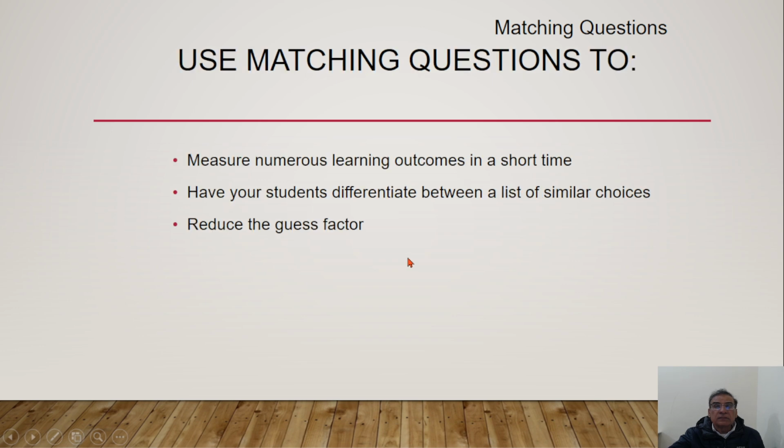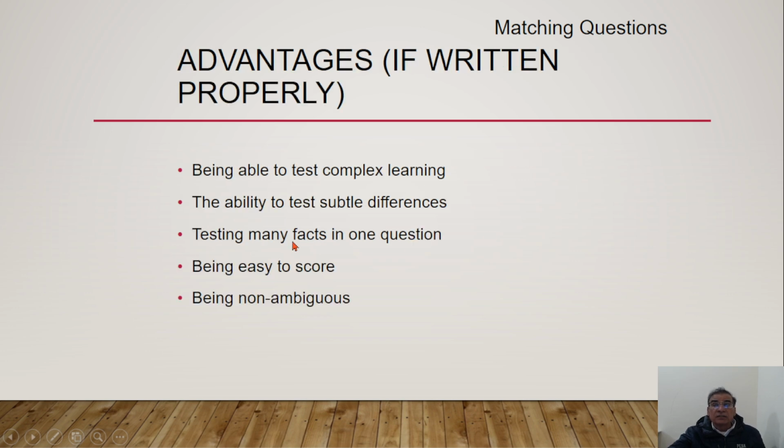So next, use matching questions to measure numerous learning outcomes in a short time. Can students differentiate between a list of similar choices? They reduce the guess factor. Advantages: if written properly, they can test complex learning and subtle differences, test many effects in one question, and are easy to score and non-ambiguous.